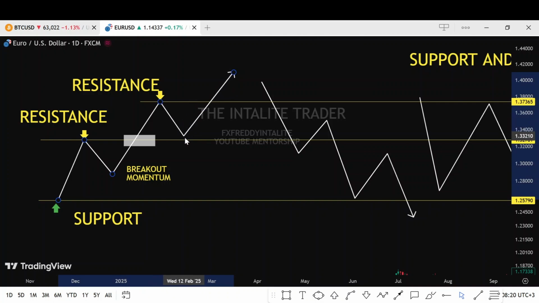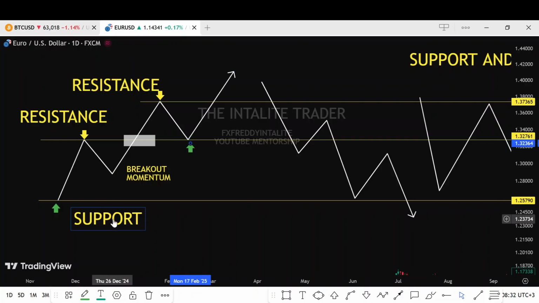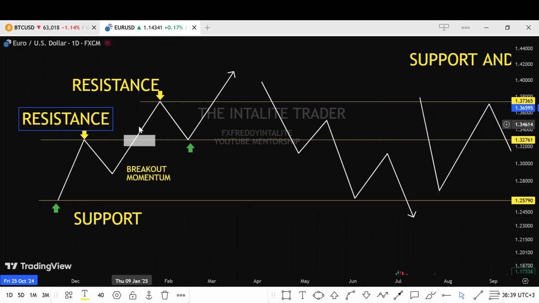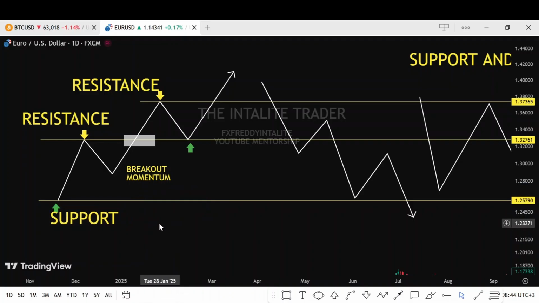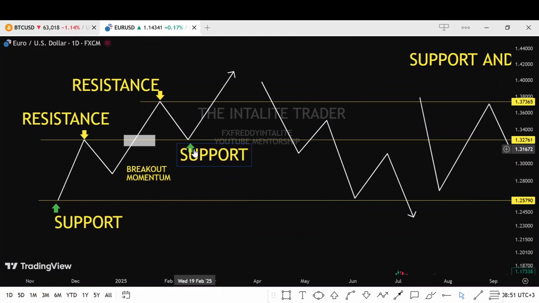So when price comes and finds rest at this level, we say this is support, because it is coming down and this previous resistance becomes support. So we shall say this is our support. So this becomes the new support level.